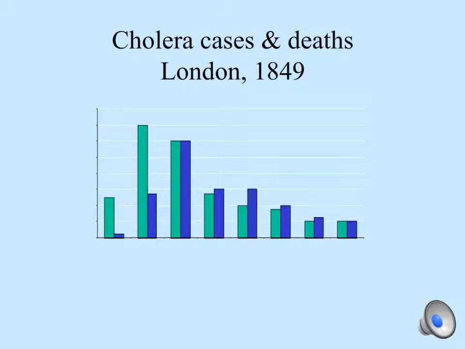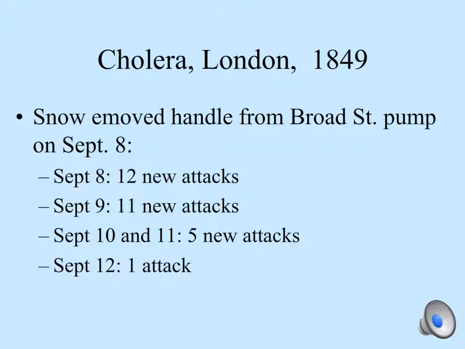Again, the epidemic curve, and Snow removed the handle from the Broad Street pump on September 8th. And at that point, the attacks diminished and finally, not resolved completely, but were much fewer than the prior.